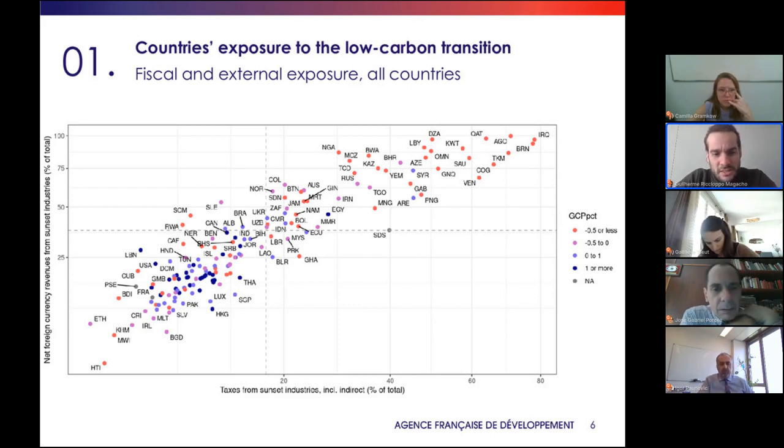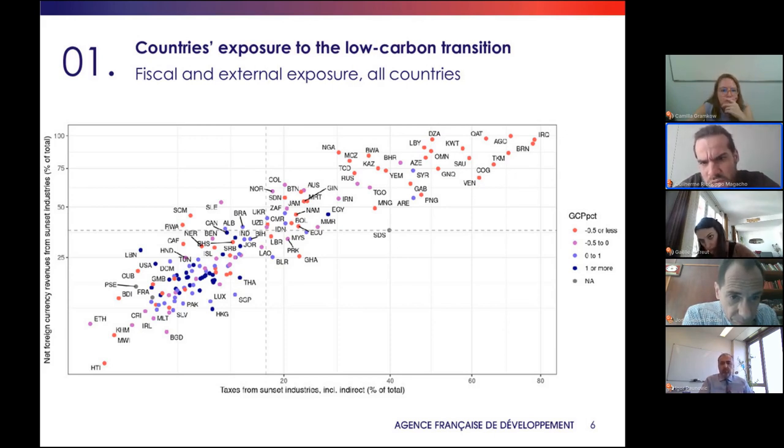We calculate based on the hypothetical structure method. In the vertical axis, we have the net foreign currency revenues from the importance of the sectors for the foreign currency revenues. So for example, we have 100%, those countries that are in the top of the graph, like DZA, which is Algeria. It's one of the most exposed ones. We have Angola as well. We have Libya, Kuwait. These countries that are in the top are the ones that are more exposed from the external perspective.